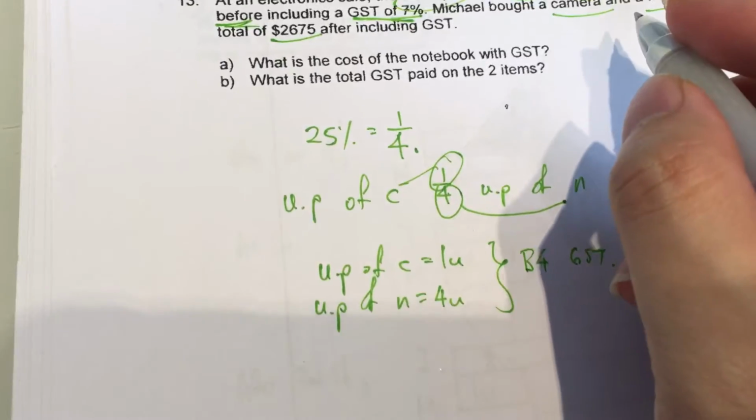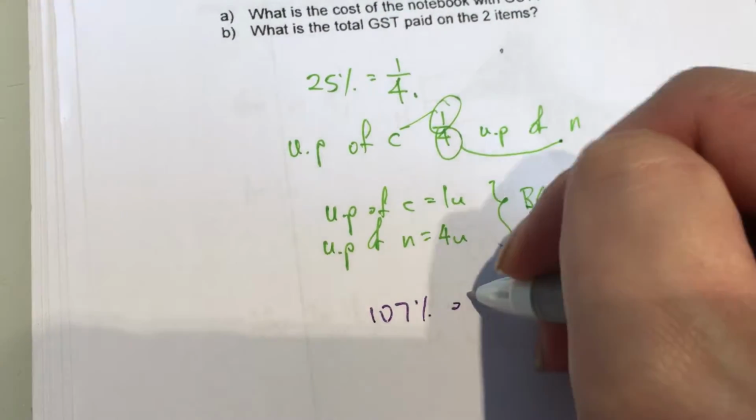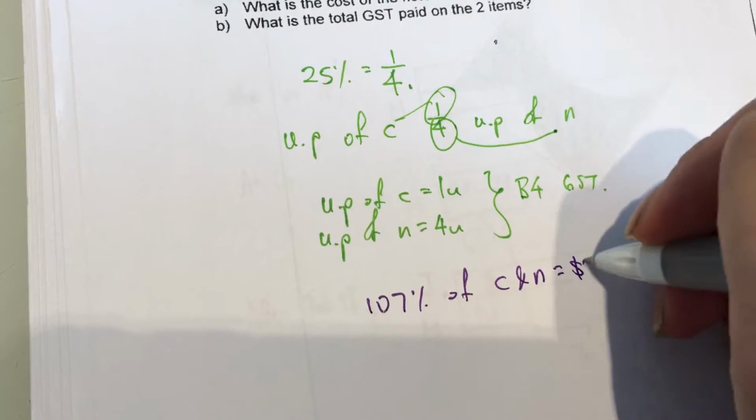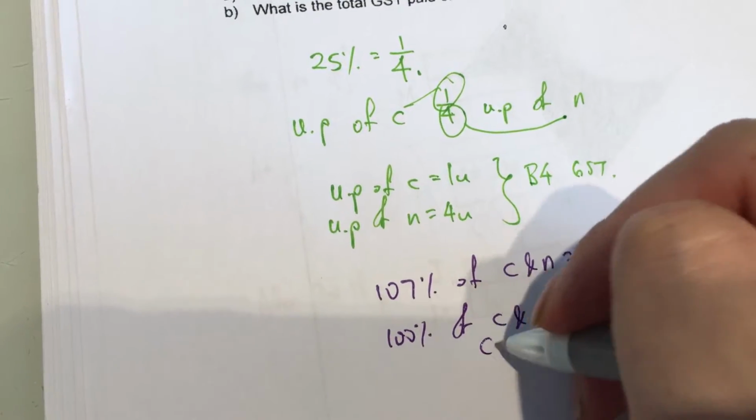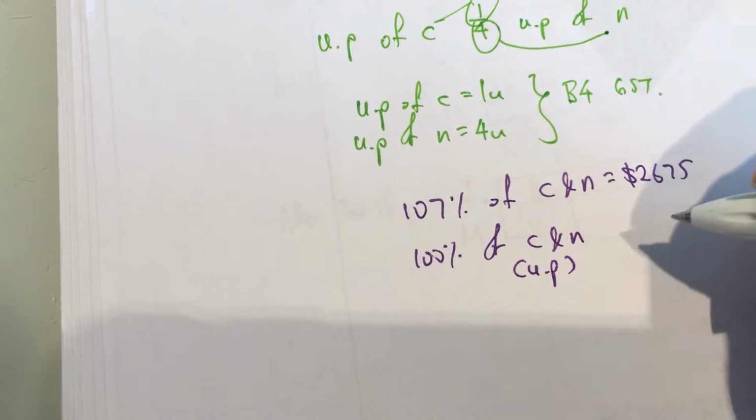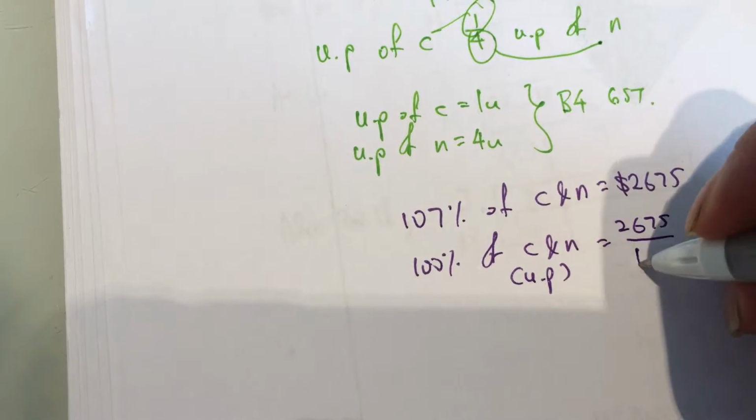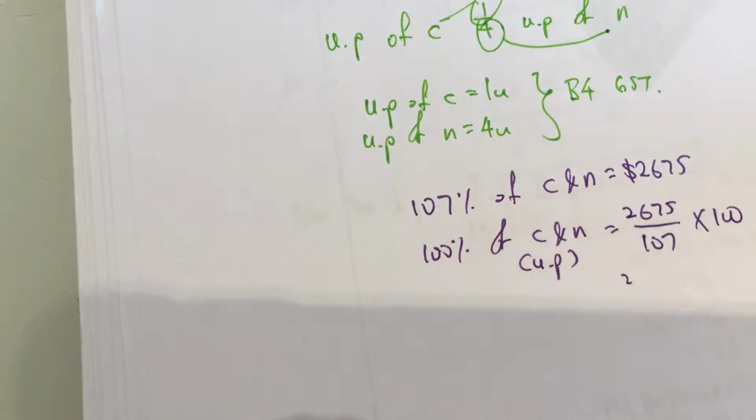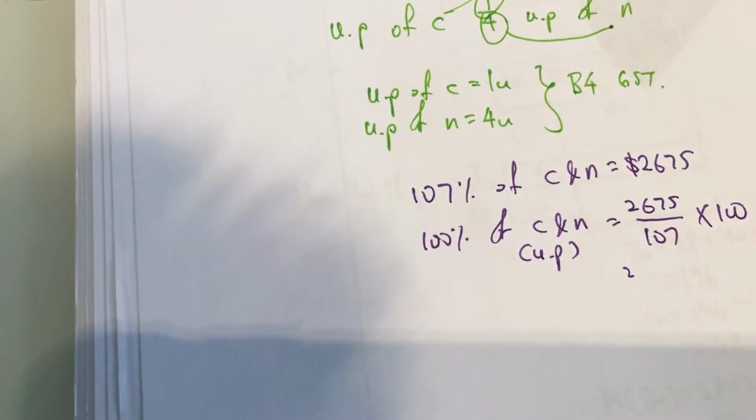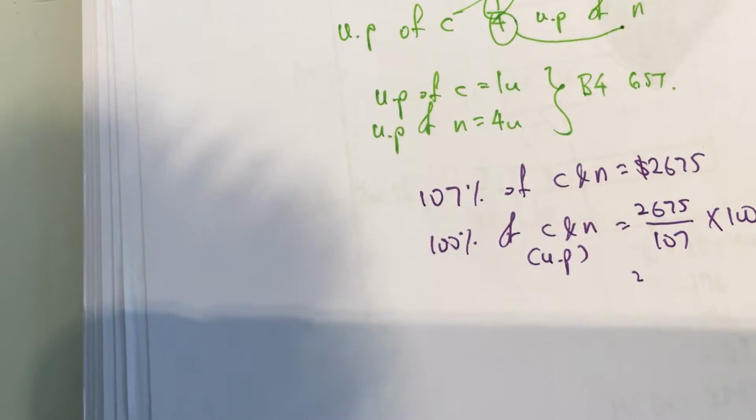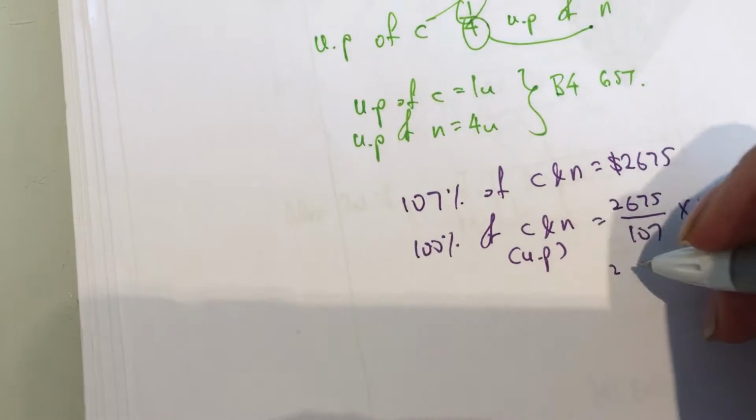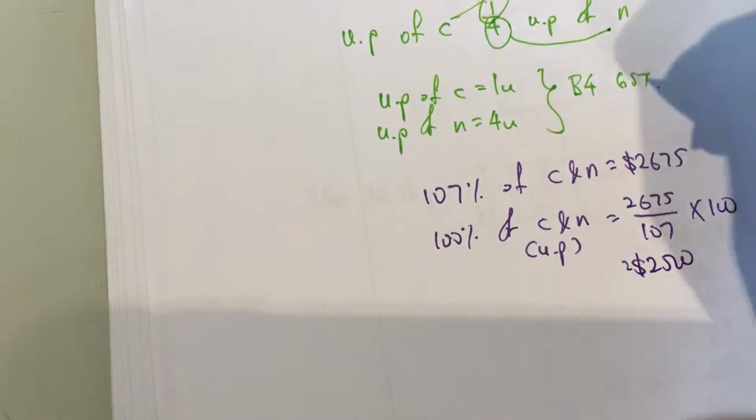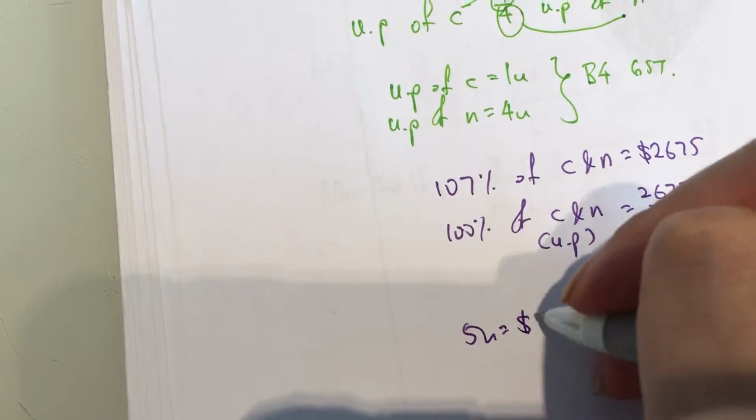We know that after GST, the cost of the camera and the notebook is 2675. So 107% of C and N is 2675. So 100% of C and N, which is actually the usual price, is 2675 divided by 107 times 100, which is in fact $2,500. So meaning that 5U is actually 2500.